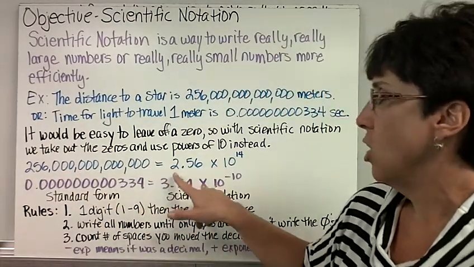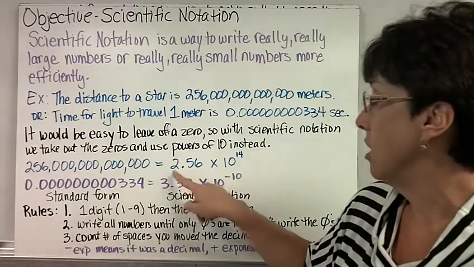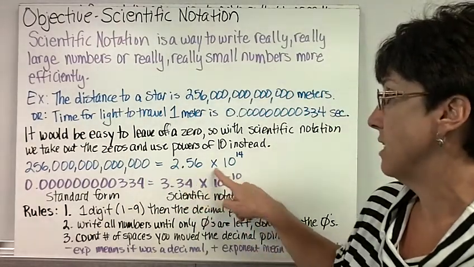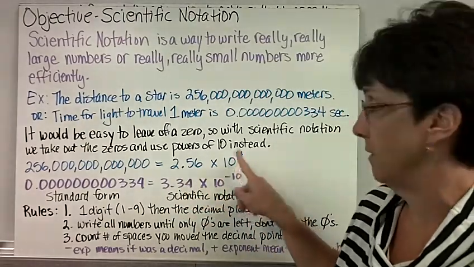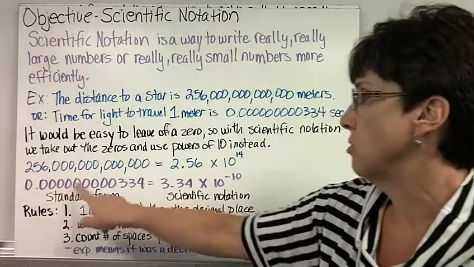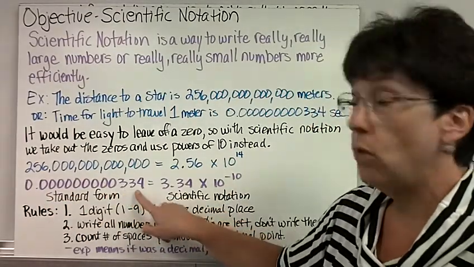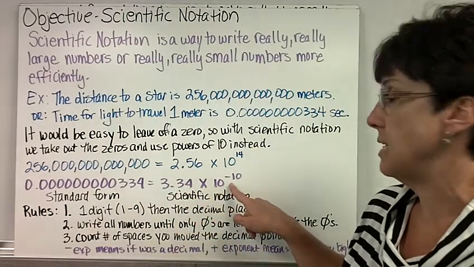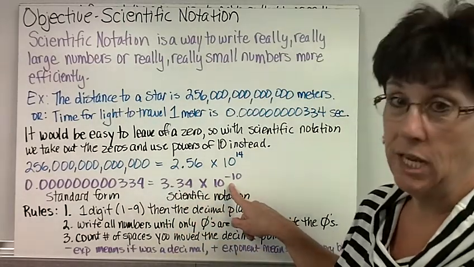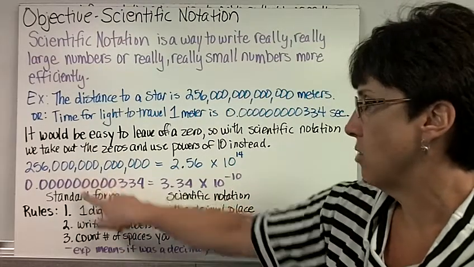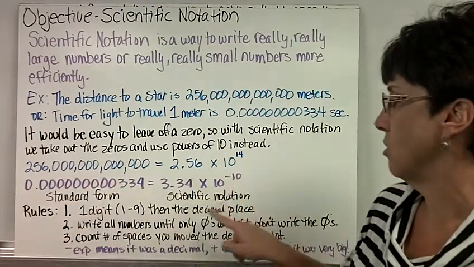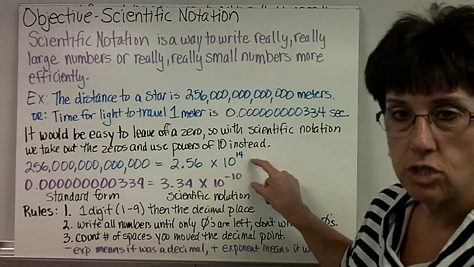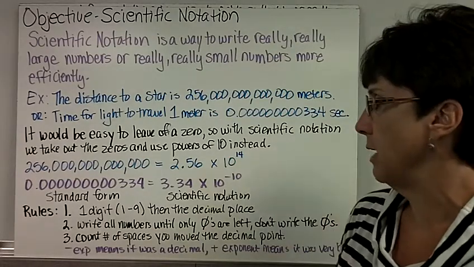256 trillion in scientific notation would be 2.56 times 10 to the 14. And the 0.000000334 would be 3.34 times 10 to the negative 10. I'll explain how to do it. Now here's our standard form, and here's our scientific notation form. See how this is so much smaller and easier to write?